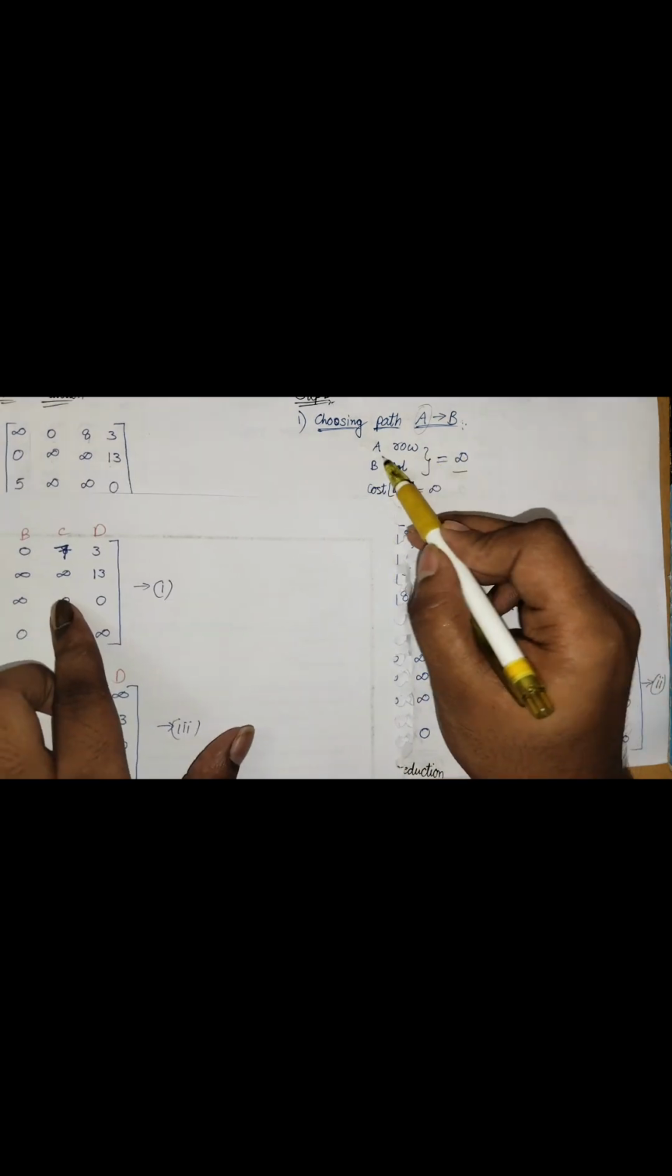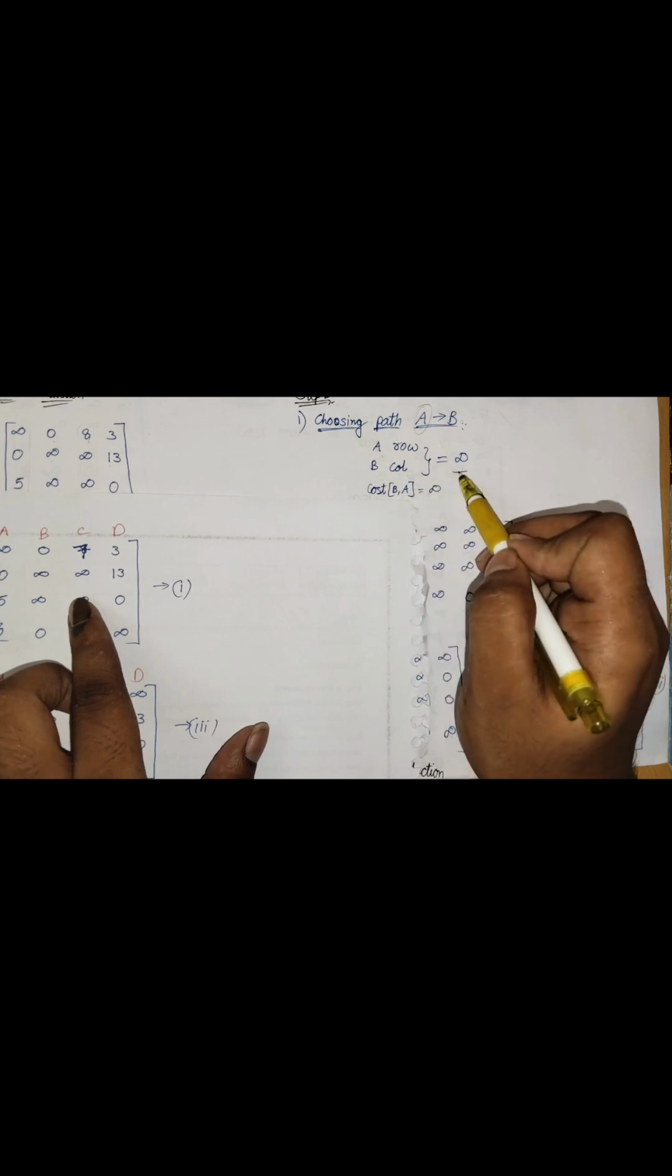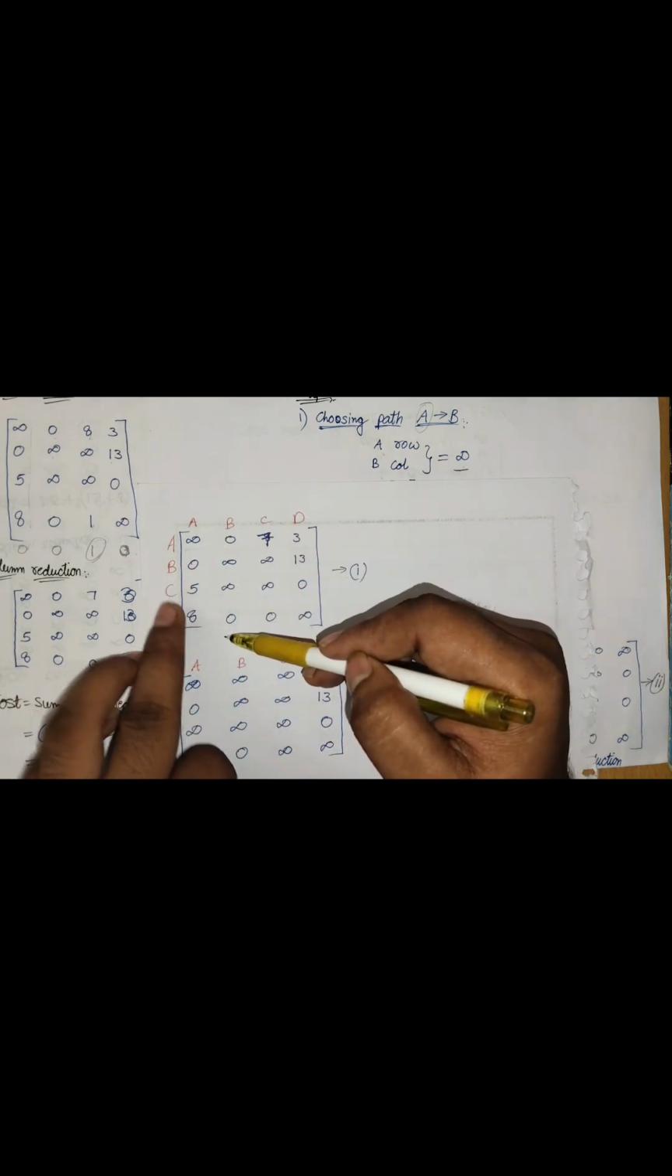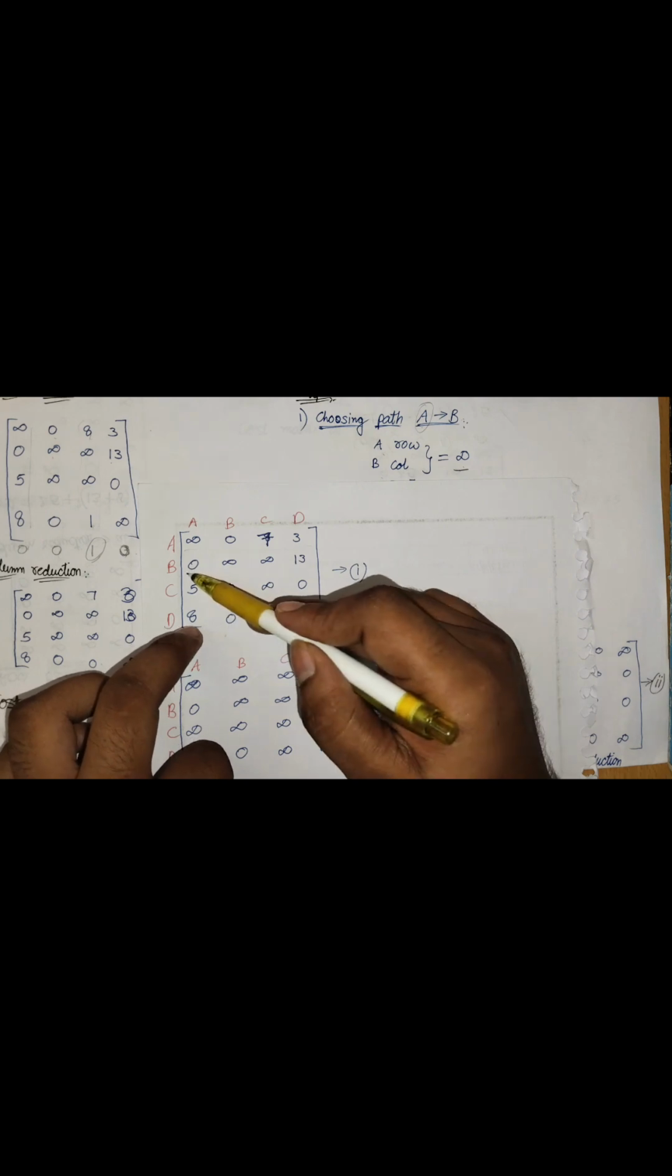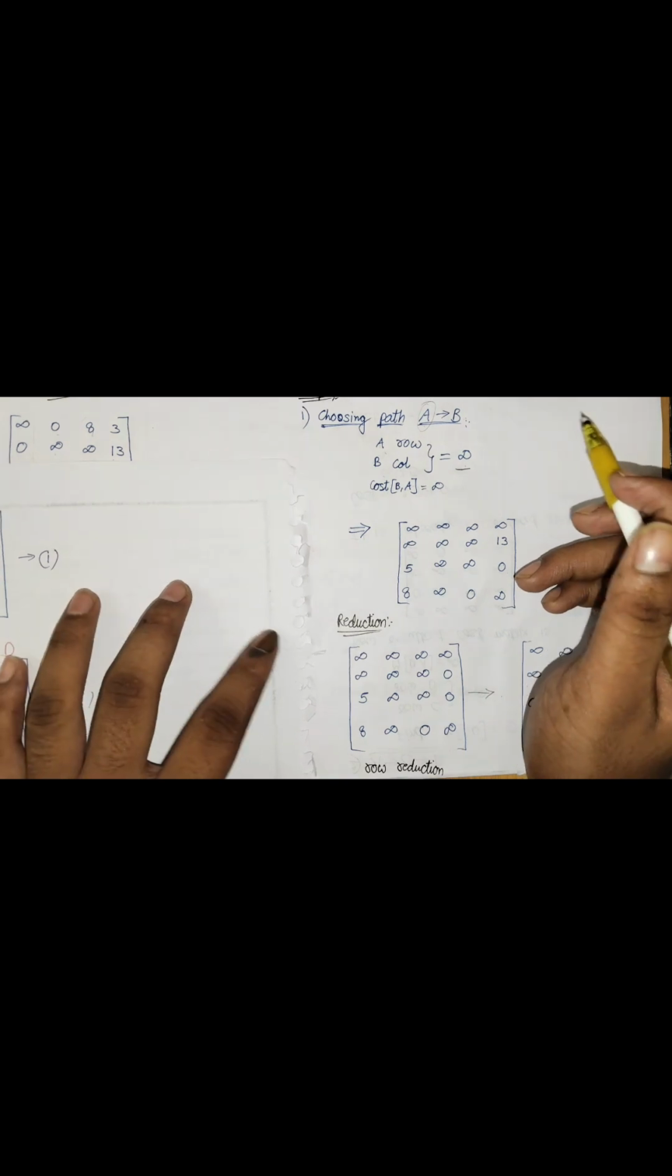So just a minute. So this is reduced cost matrix 1, and this should be used for path A to B. Okay, this is the path. So what are the conditions? You have to replace A row with infinity, and B column with infinity, and B comma A element with infinity. Like this element should be replaced with infinity. So the same thing has been done here.